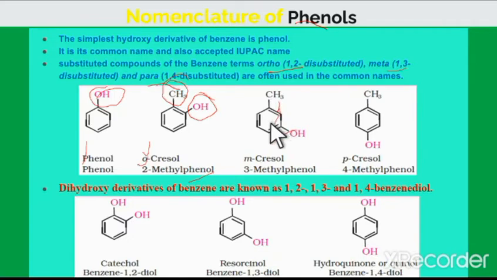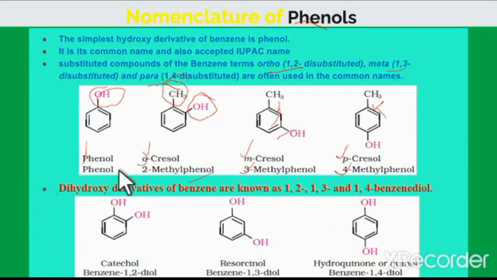In the case of this compound, you can see the methyl group is present at the third carbon, so it would be 3-methyl phenol, whereas the common name is metacresol. In the other compound, the methyl group is present at the fourth position, so the common name is paracresol, whereas the IUPAC name is 4-methyl phenol. This is the IUPAC name.